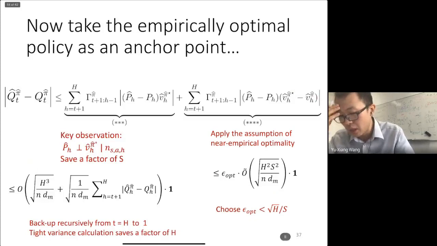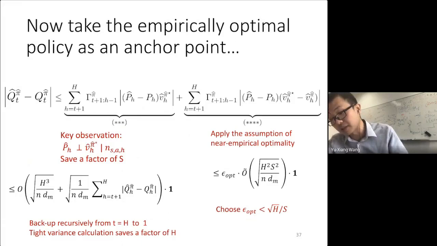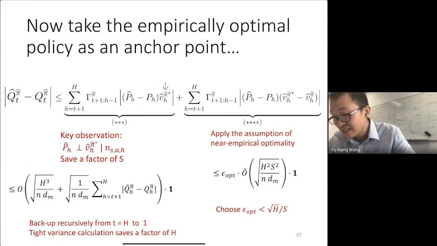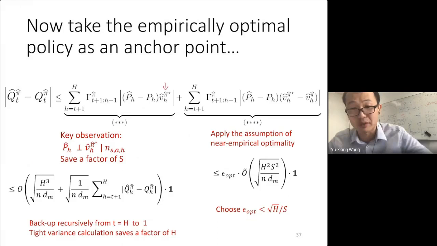So here's a key observation. That's really the key that allows us to tighten the dependence on H and S. The idea is that now we are able to replace this pi hat with pi hat star, and pi hat star depends only on the future data. In every episode, at time t, the decision of pi hat conditioned on the current state has something to do with only the future. With that, that decouples this product of p hat ph with v hat pi.